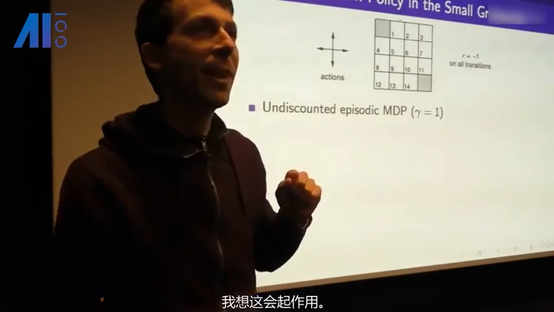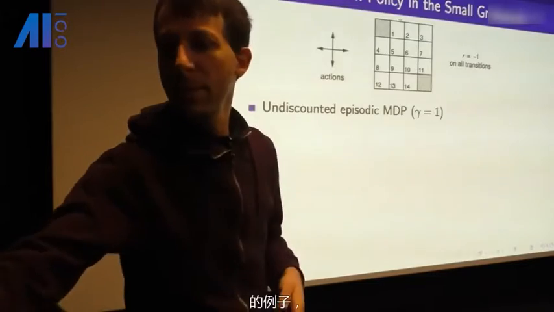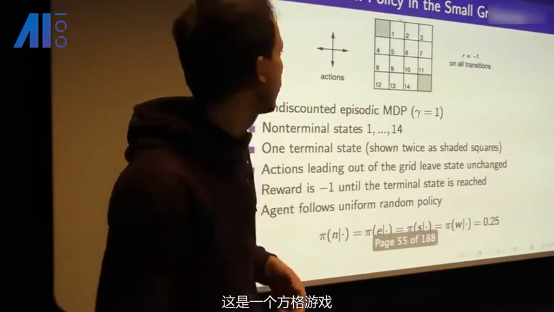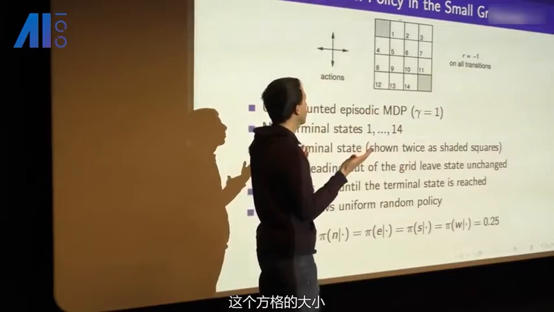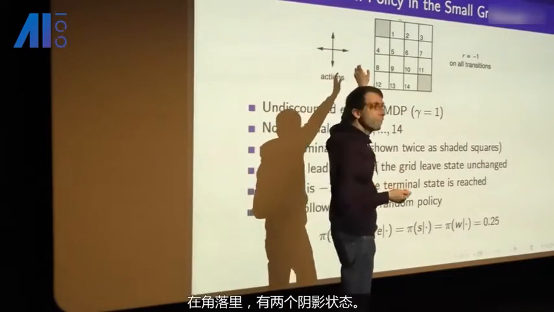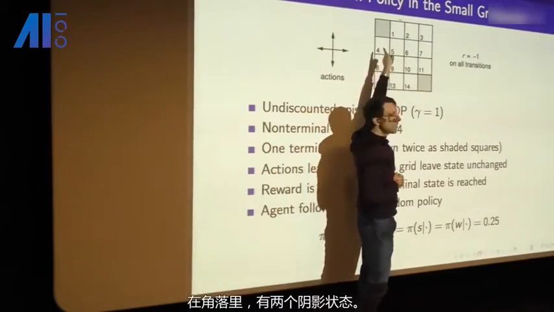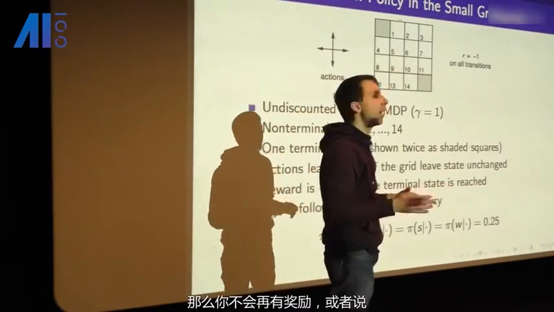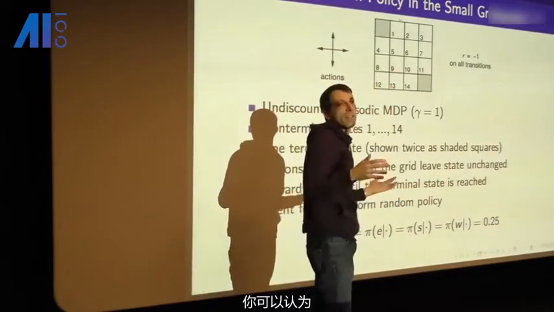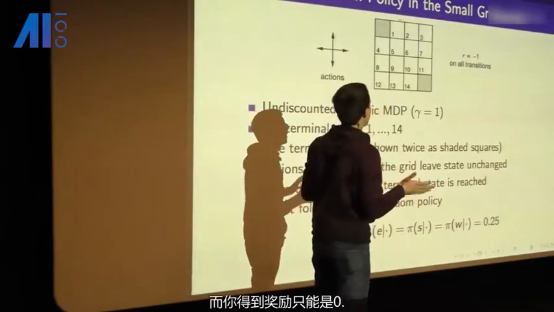Let's do an example. I think that will help. We'll consider this very simple example, a small grid world. So what's this grid world about? We've basically just got this little 4x4 grid. It has two shaded states in the corner. These are terminal states. If you end up in this state, end of episode, no more reward. Or equivalently, you can think of it as you just end up going round and round, getting 0 reward forever.